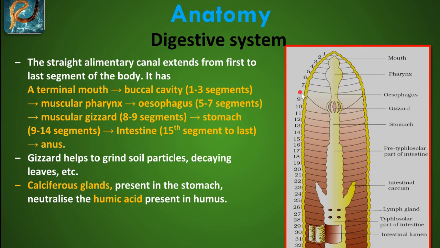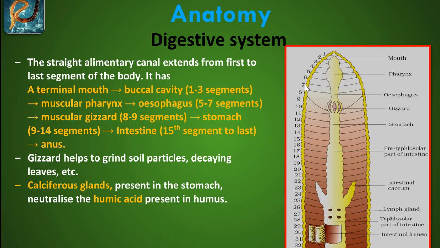If we look at the digestive system, then there is a straight alimentary canal going from the first to the last segment. We see a terminal mouth, then we have the buccal cavity. These first three segments consist of that. Then there is a muscular pharynx. Then we have esophagus from the 5th to the 7th segment. Esophagus is the tube through which the food goes in.